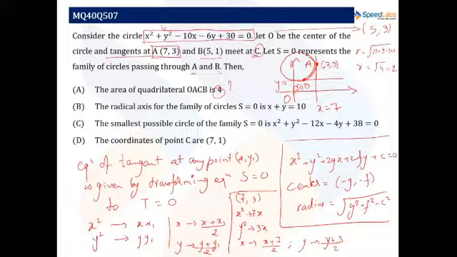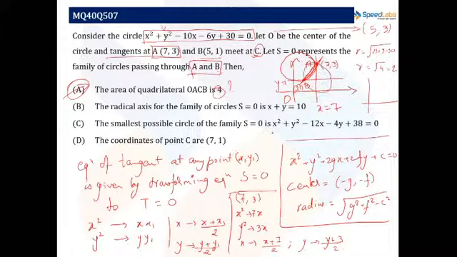Let's go to the second part. The radical axis of the family of circles S equals 0 is x plus y equals 10. So we can find the equation of the straight line AB, and this equation of AB will act as a radical axis for all the circles passing through the points of intersection A and B.